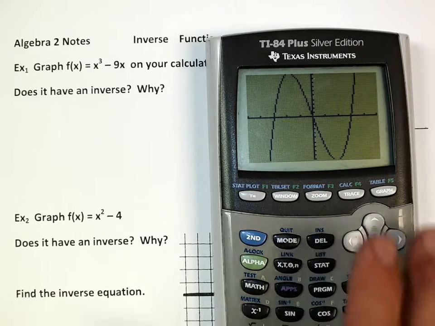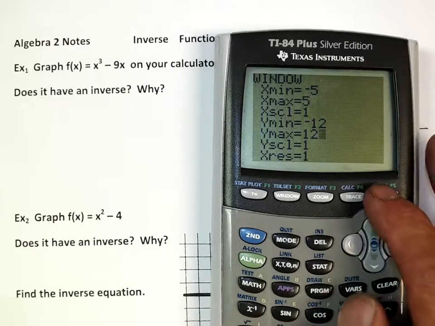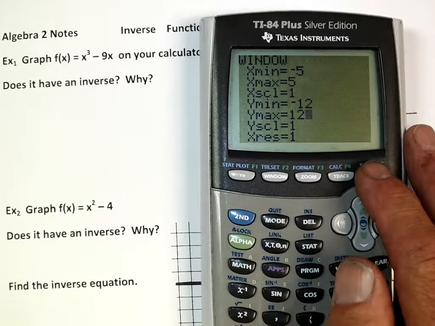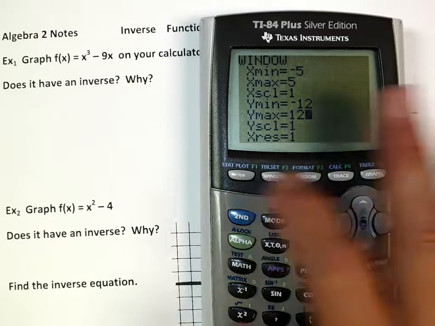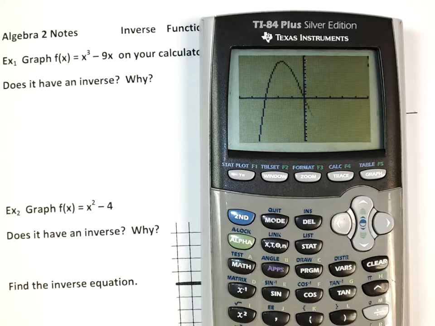Right? What was your window, Mr. Davis? There it is. I might make it a little taller too. I might go maybe negative 12 to 12. I went negative 5 to 5. I just know what it looks like, so I knew a good window, right? And I did my x cubed minus 9x squared. Okay, and I graph it, right? That's a better one, okay?